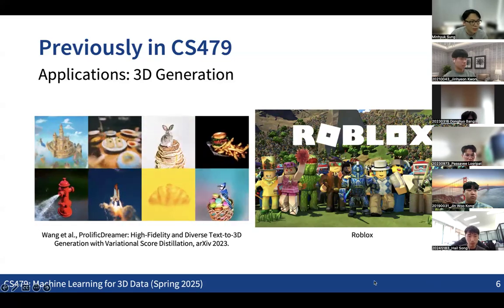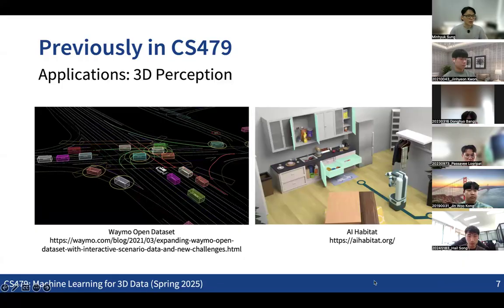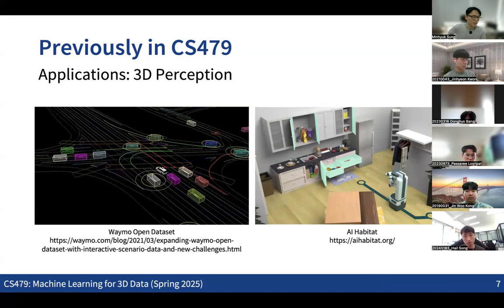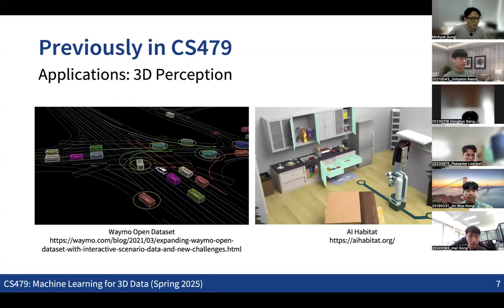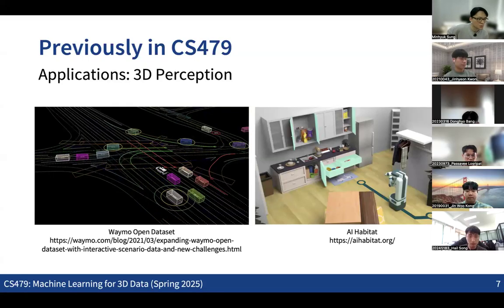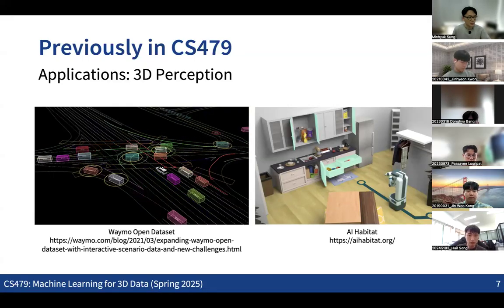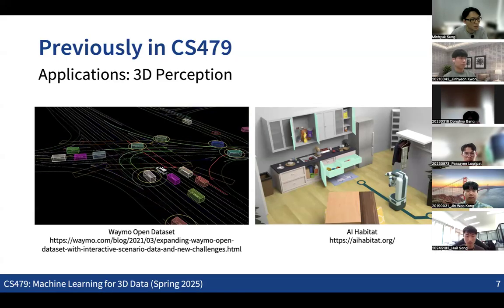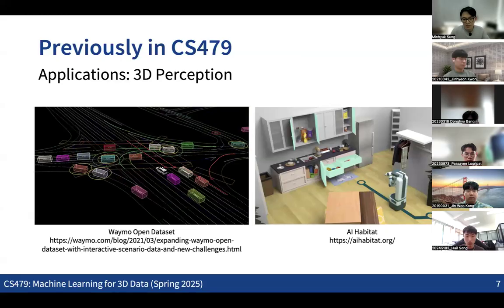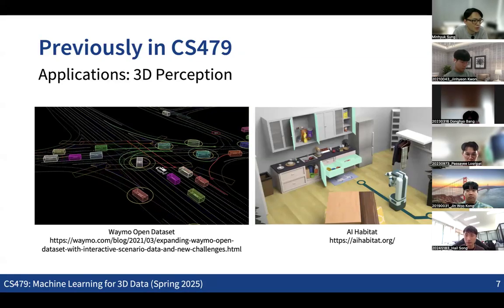And the application can be 3D perception, which is not about making 3D as the output, but taking the 3D information as input to extract perceptual information, like detecting objects and also tracking some of the objects, and understanding everything in a 3D environment. And these kinds of techniques can be typically useful in many computer vision and robotics applications.